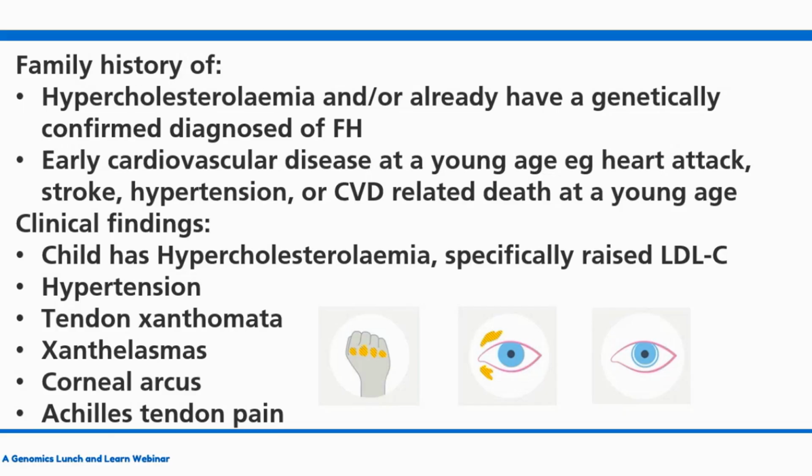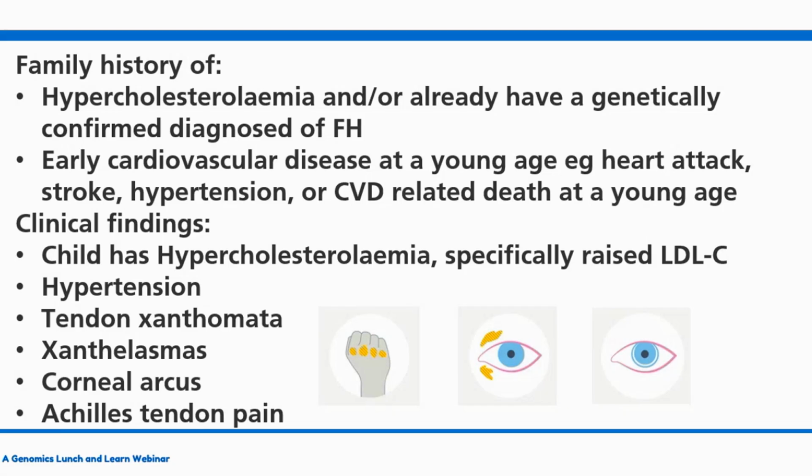Alternatively, if a child was having a routine blood test, for instance, and the child presented with hypercholesterolemia, so specifically raised LDL cholesterol levels, then with the family history they are strong contenders to suspect FH in these situations. Equally, if the child has hypertension or any of the following clinical signs and symptoms, then again, these are all strong clinical signs and symptoms.